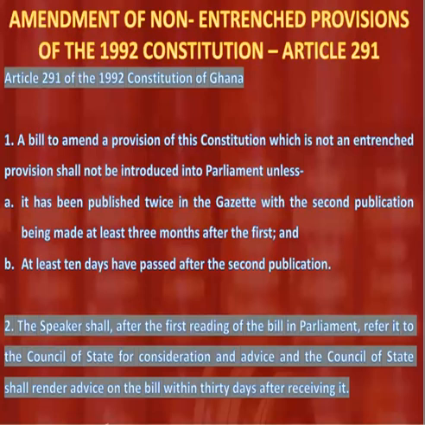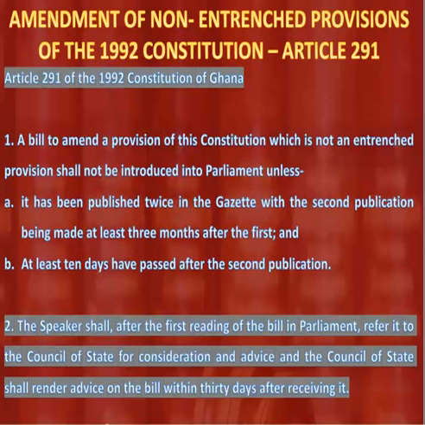So let me summarize this: if you want to amend a non-entrenched provision, first you must publish the bill for the first time in the Gazette. Then wait for at least 3 months, and publish the bill again in the Gazette. But before the bill will be considered by Parliament, at least 10 days must pass after the second publication. That is the import of Article 291 clause 1 of the 1992 Constitution.